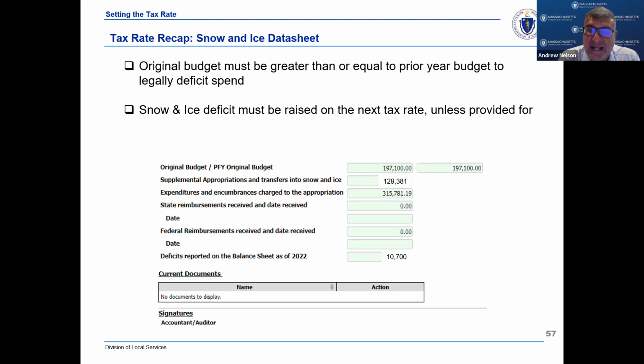If that was 197,000 rather than 197,100, or if it was $80,000 or whatever, they have now rolled the dice for the year. It's only for the current year. If you decide to cut the snow and ice budget to try and get under your levy or whatever, you're basically gambling that you're not going to have a bad year snow-wise.